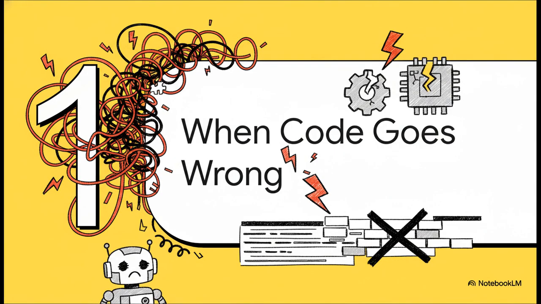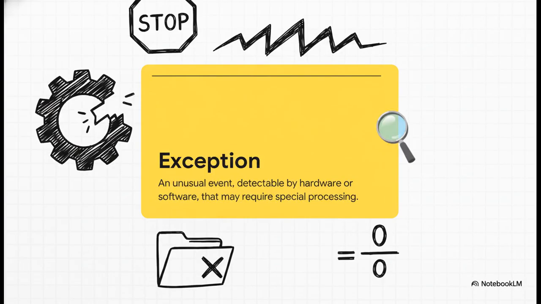Okay, so let's start there. Let's look at exactly when and how code can go wrong. And trust me, it's easier than you think. So what is an exception, really? Well, the official definition calls it an unusual event that may require special processing.